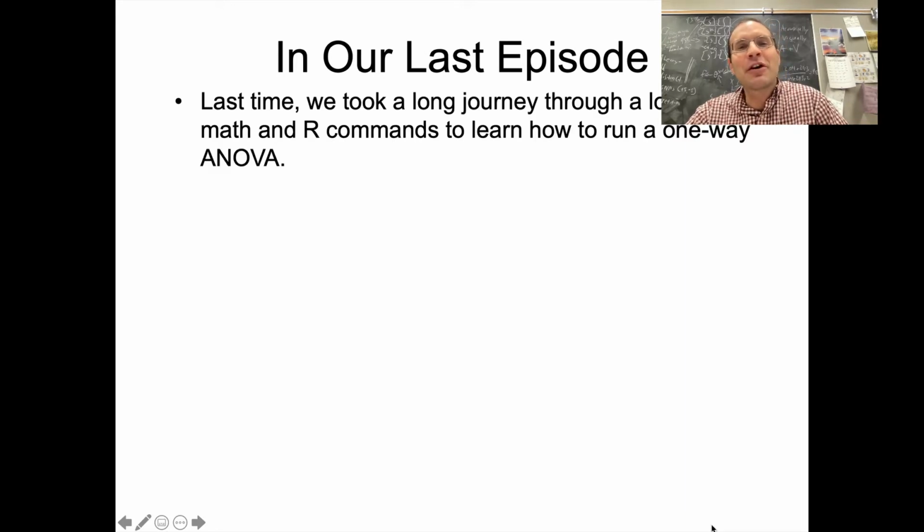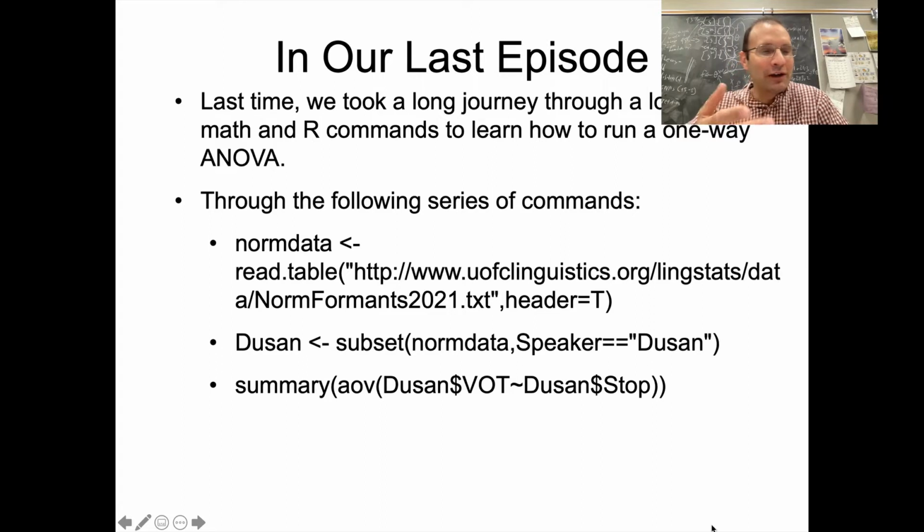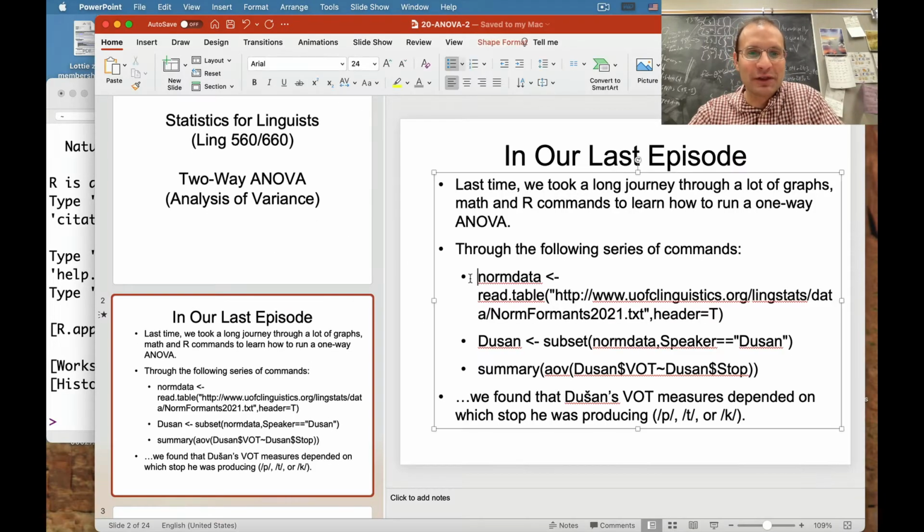So last time we took a long journey through a lot of graphs, math, and R commands to learn how to run a one-way ANOVA. And then we walked through basically this set of commands. There was a big gap in between getting Ducham's data out of this VOT data set from earlier this semester and then running the ANOVA. I walked you through all the math of how to do that, but the simple way is to just run these three commands by themselves.